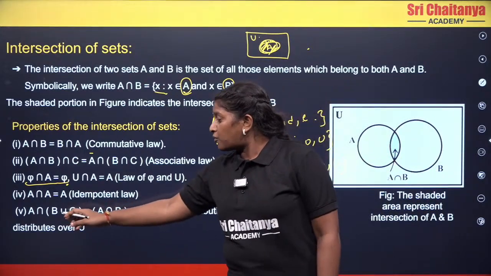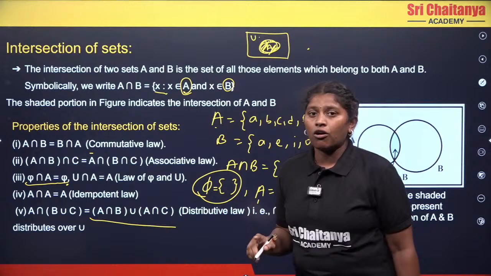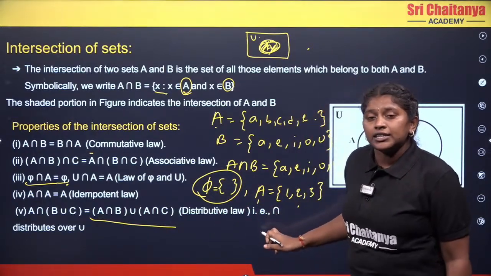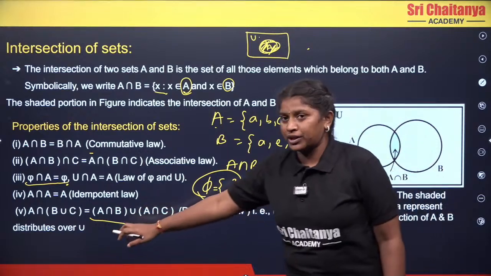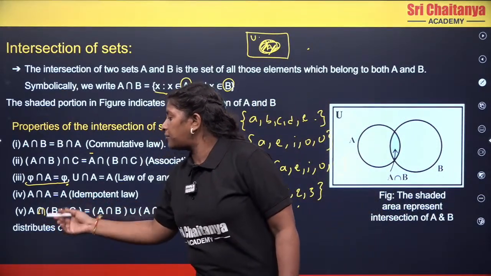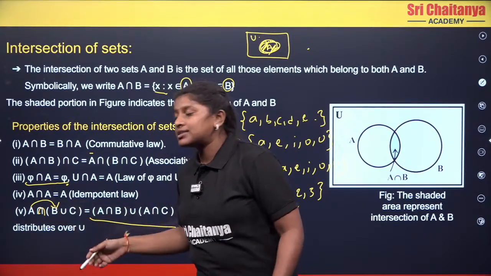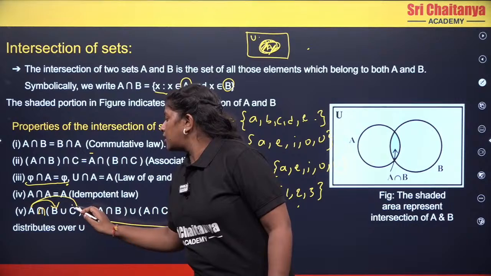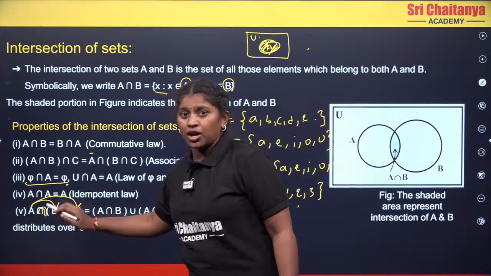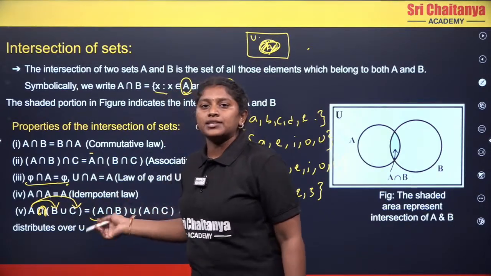Next we have the distributive law. So A intersection (B union C) will be equal to (A intersection B) union (A intersection C). Here we can say that intersection is distributed over the union. Why? Because I am taking the intersection and distributing it over the sets that are in the union. So whatever intersection we have, we are distributing it over the union sets.